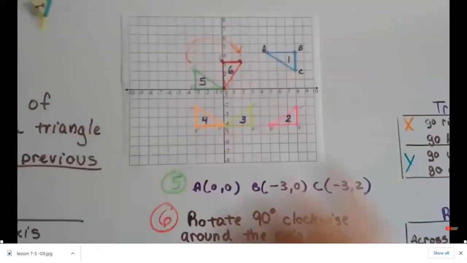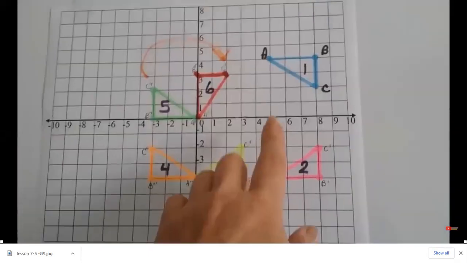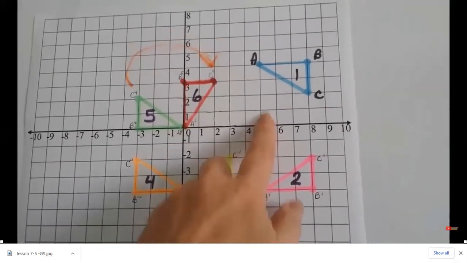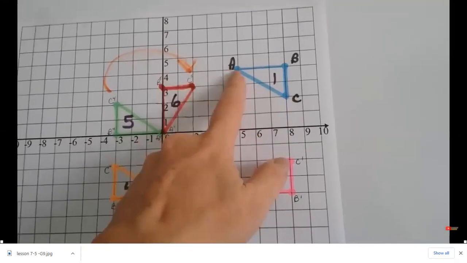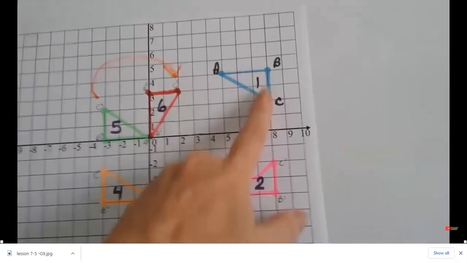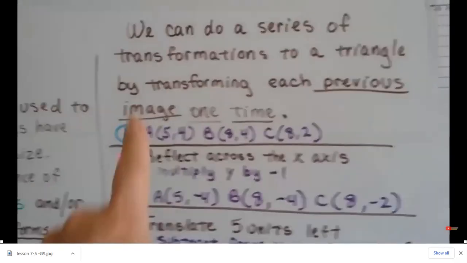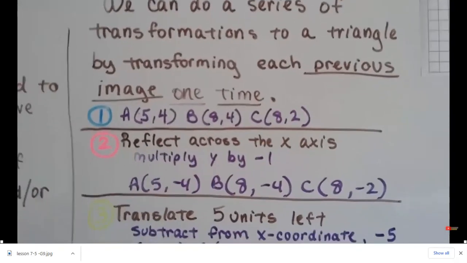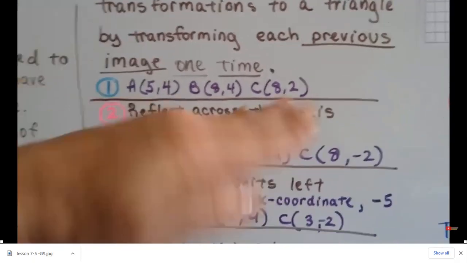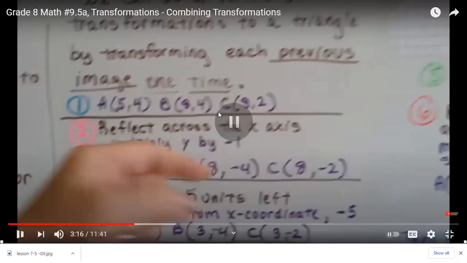So number 1, let's look at the coordinates. A is at 5, 4. B is at 8, 4, and C is at 8, 2. So those are the coordinates for the very first one: 5, 4; 8, 4; and 8, 2. That's what we're going to start with. We want to reflect across that x-axis.